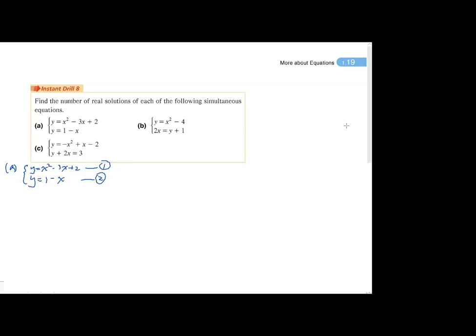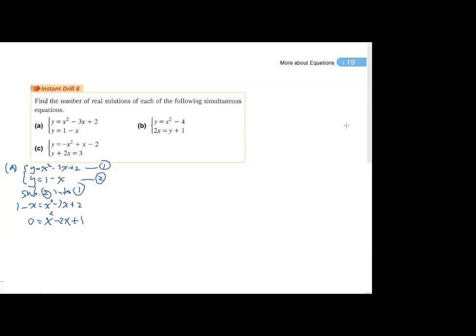Okay, let's check the answers. So part A, the equation has no square term, so that should be equation 2. And then there is already a subject, y. So we do not need to change the subject. We just need to do the substitution, sub 2 into 1, okay? So it becomes 1 minus x is equal to x squared minus 3x plus 2. And then moving all the terms to one side and keeping the x squared term positive, that is to the right. And then it's x squared minus 2x plus 1.